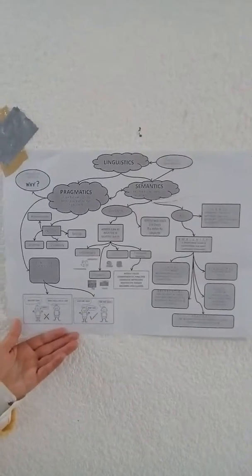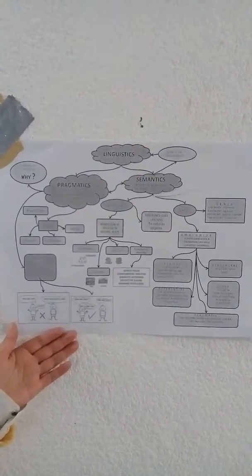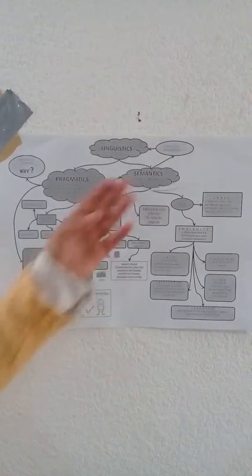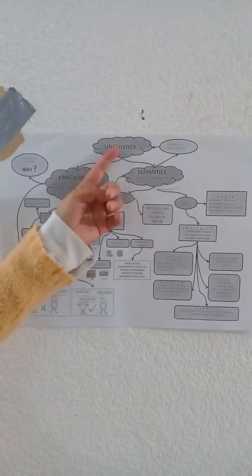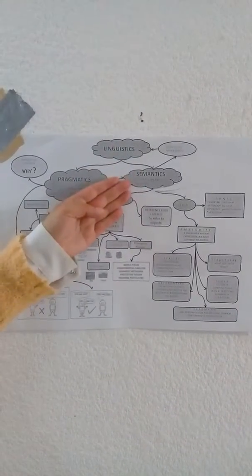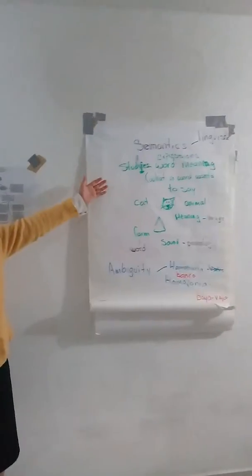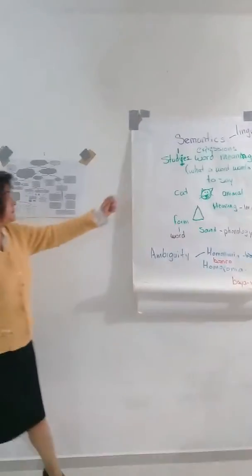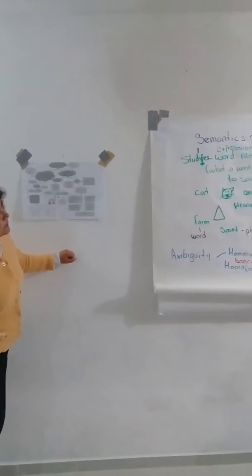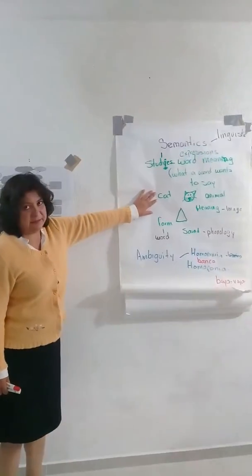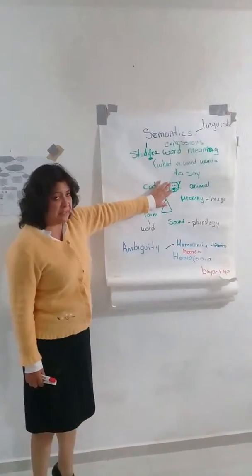I designed a mind map and I would like you to interpret it. Semantics is a branch of linguistics. Semantics explains the meaning of words, studies expressions or word meaning. This is what a word wants to say. For instance, in this case, the word cat means an animal.